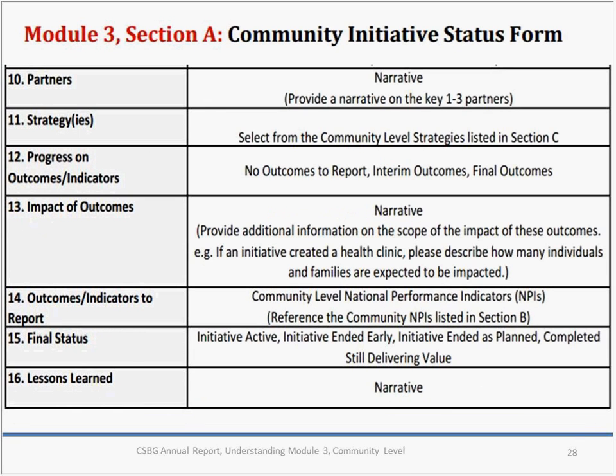And going forward, you could also provide in a narrative the key or top partners that you're working with in the initiative. We get to the strategies. So this is where we'd work it into the form where you could select, with radio buttons or drop-downs, which strategies you were using to work toward your outcomes. Number 12, progress on outcomes or indicators. You could select whether you have no outcomes to report at this time, you have interim outcomes to report, or your final outcomes as you're wrapping up your community initiative.